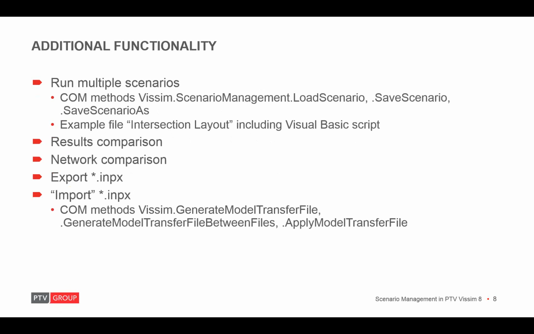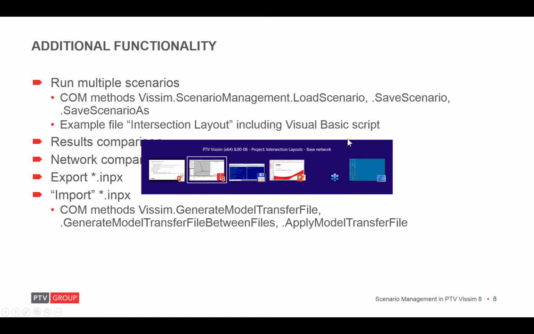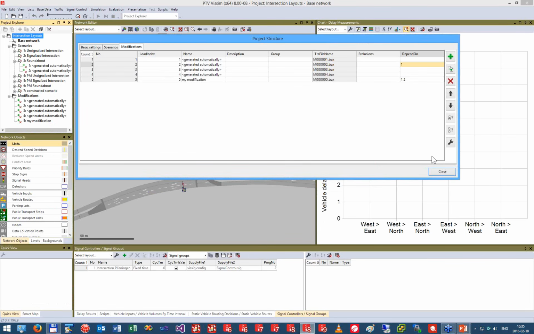Okay, let's come to some other things. If you want to run multiple scenarios, there is no automatic option in the Vissim user interface yet, but there are COM methods for loading a scenario, for saving a scenario, so you can do network changes in between or save scenario as. And of course, you can run the simulation when a scenario is loaded as usual through COM. And with that example file intersection layout, there is a Visual Basic script provided. Let's just have a look at that.